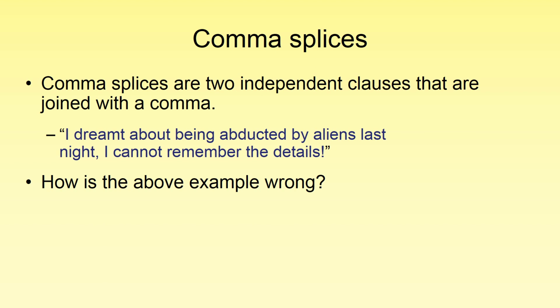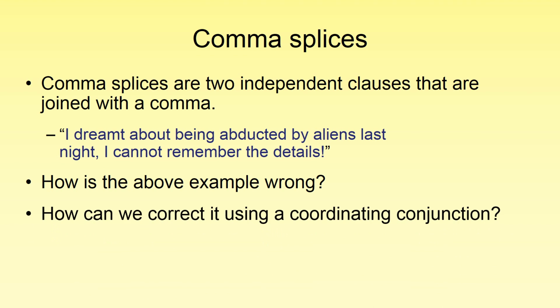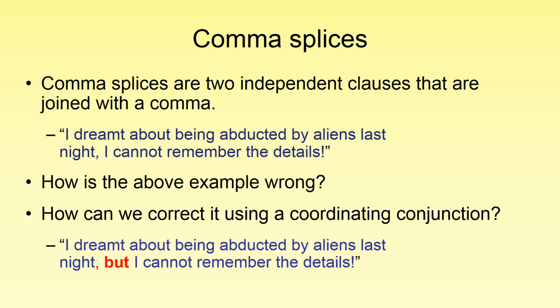I dreamt about being abducted by aliens last night. Period. I cannot remember the details. Period. Therefore, this comma is incorrect. Now, how can we correct this comma splice using a coordinating conjunction? We already have the comma that would come before the coordinating conjunction. Which one would work well here? We have the list: and, but, or, for, nor, yet, so. My answer is but. I dreamt about being abducted by aliens last night, but I cannot remember the details.